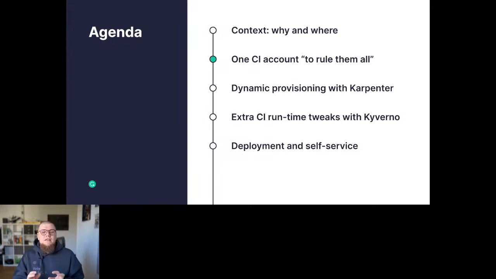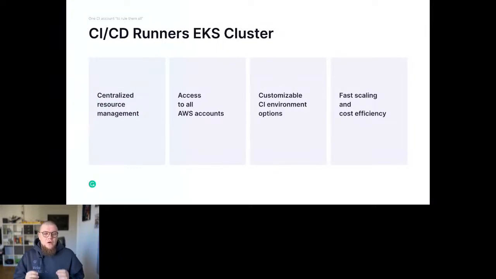And that leads us to the one CI account to rule them all section. We decided to go with Elastic Kubernetes Service in a separate account as a platform for CI/CD because we wanted centralized resource management. We needed to keep up with the networking model across the organization. We wanted more and more customization for CI. And of course, we needed horizontal scaling.